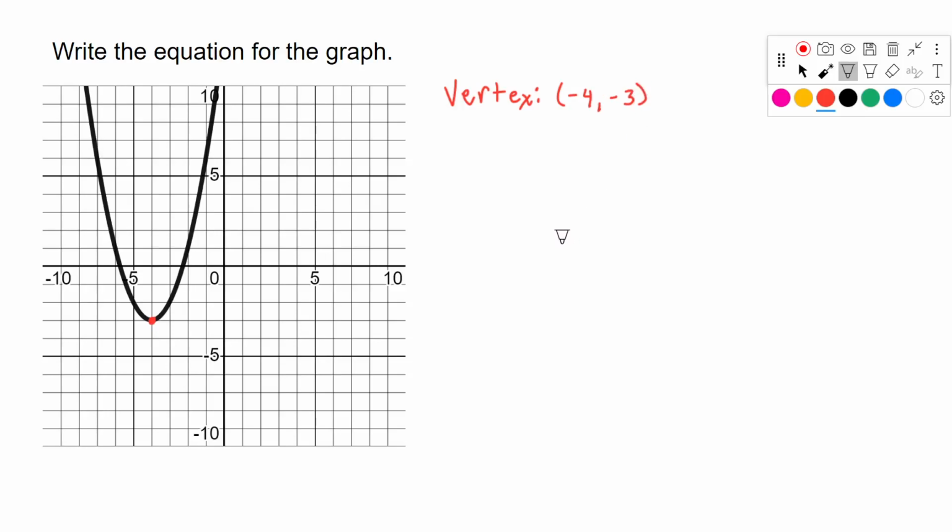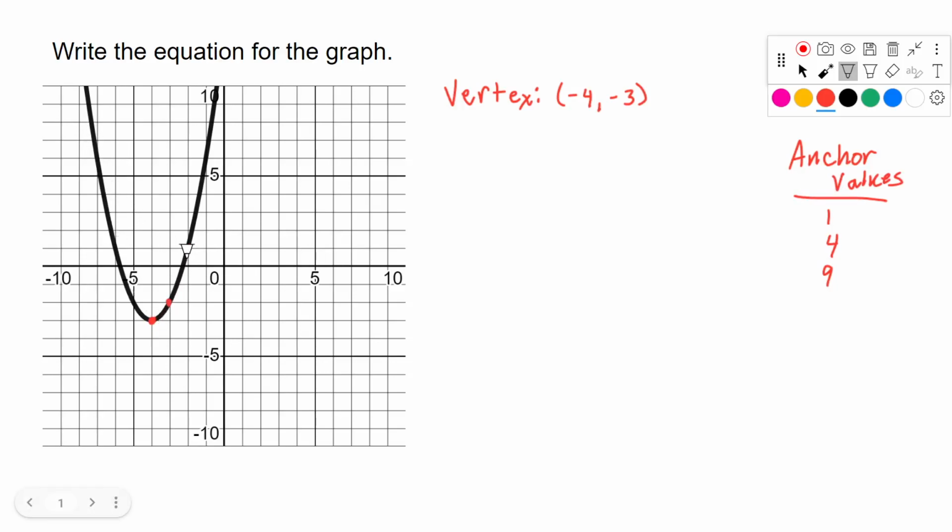If I apply anchor values, recall anchor values for parabolas that have no stretch or shrink are 1, 4, and 9. So when I move 1 unit to the right of my vertex, I am going to move 1 unit up. When I move 2 units to the right, I would have a point 4 units up. Since these points follow our anchor values, we will not have any stretch.